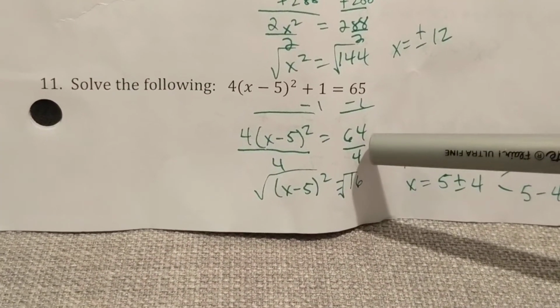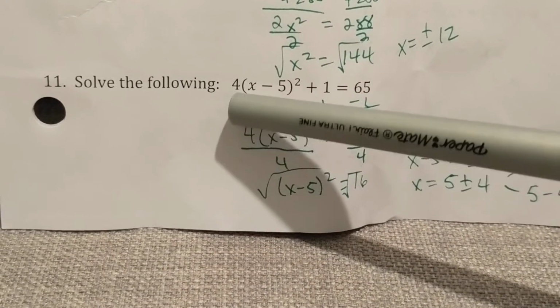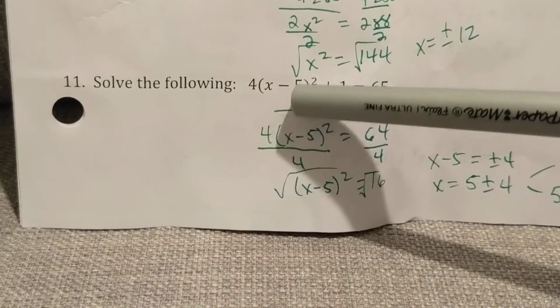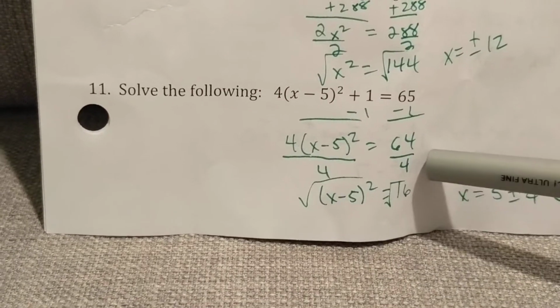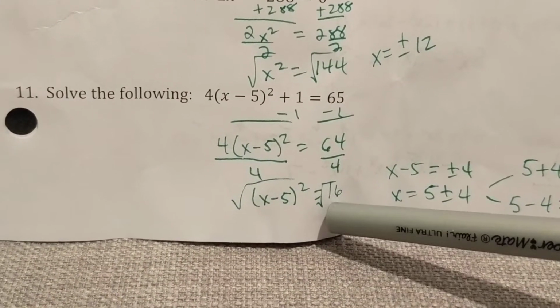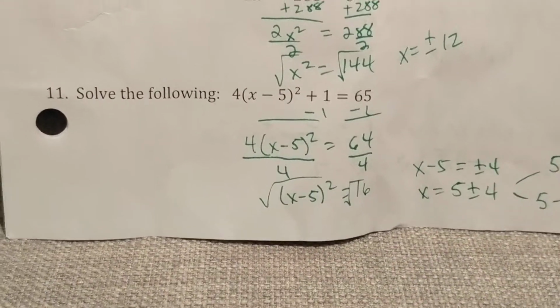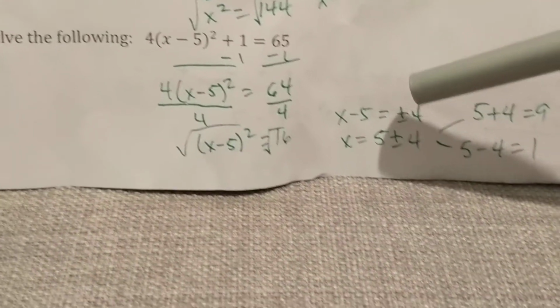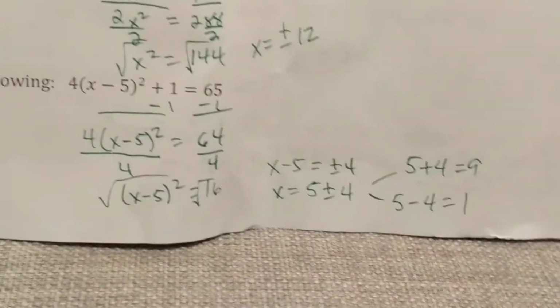Step 2 will be to divide by 4 because that 4 is in the front. You want to get rid of that multiplication before we do anything with a squared. So you divide by 4. You get (x minus 5) squared equals 16. Then you take the square root. But remember, when you take the square root of something, you get plus or minus as the solution. So x minus 5 equals plus or minus 4.